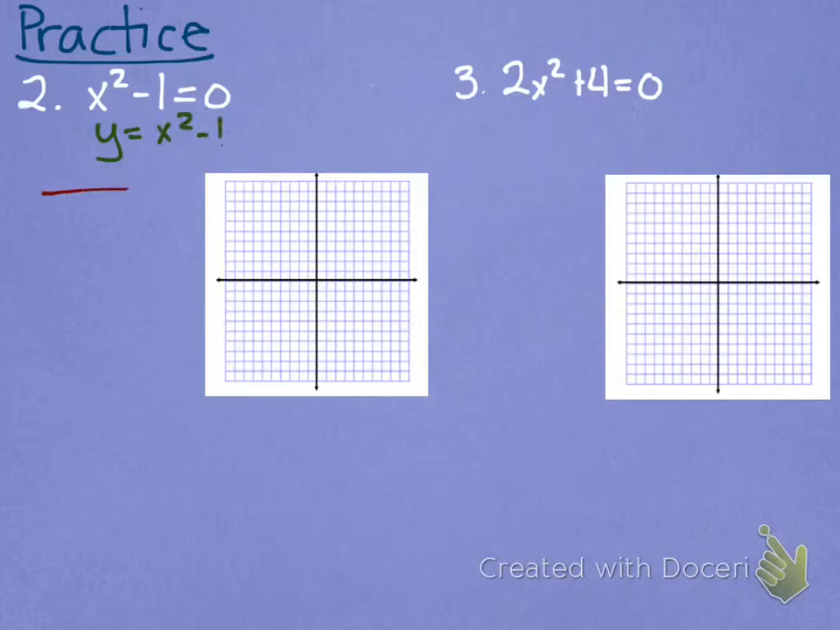Okay, so our first thing we do here is we write our related function, which is y equals x squared minus 1. Then I'm going to set up my chart, which is -2, -1, 0, 1, and 2. Then I'm just going to plug in my values.